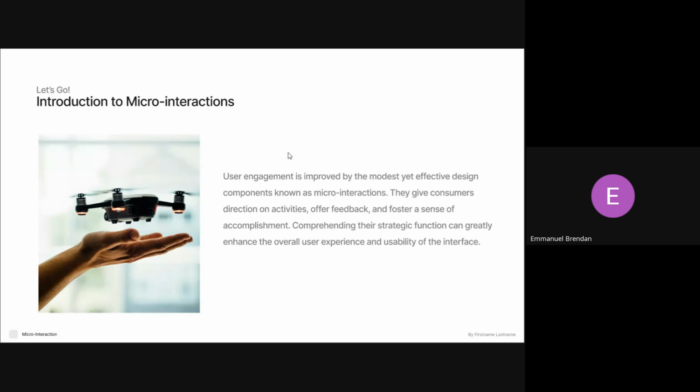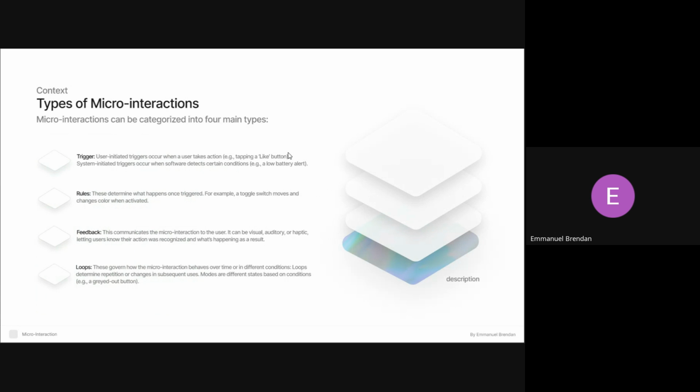So let's get back again. We are going to look at the types of micro interaction. There are basically 4 types of micro interaction, and the 4 of them are trigger, rules, feedback, and loops, as you can see on the screen here. So trigger, what is trigger?